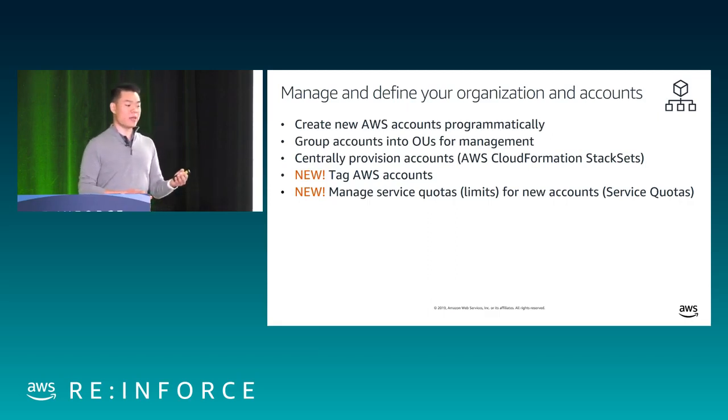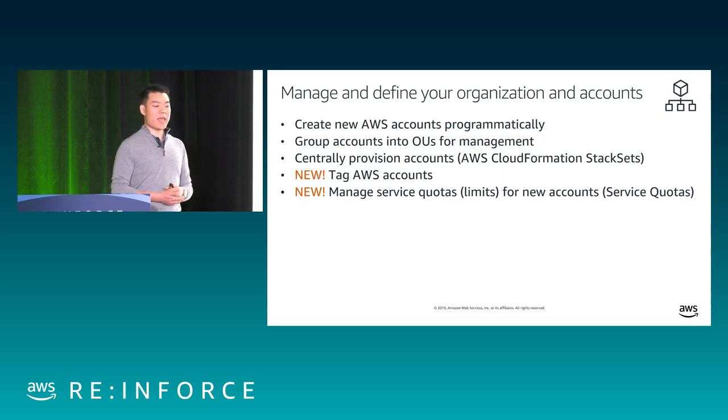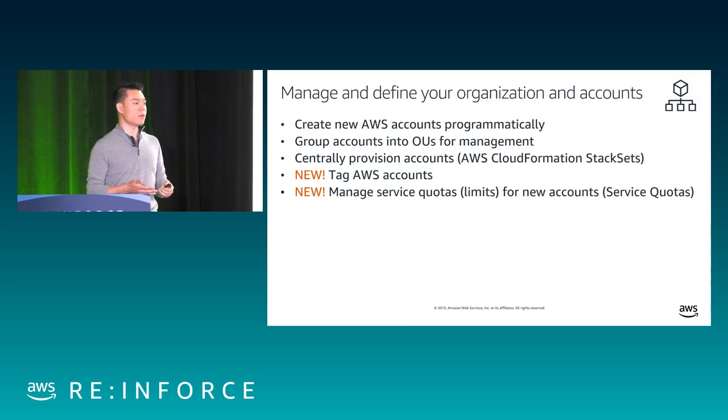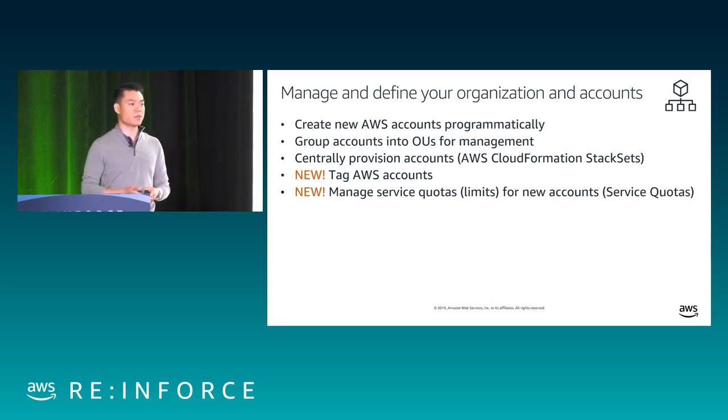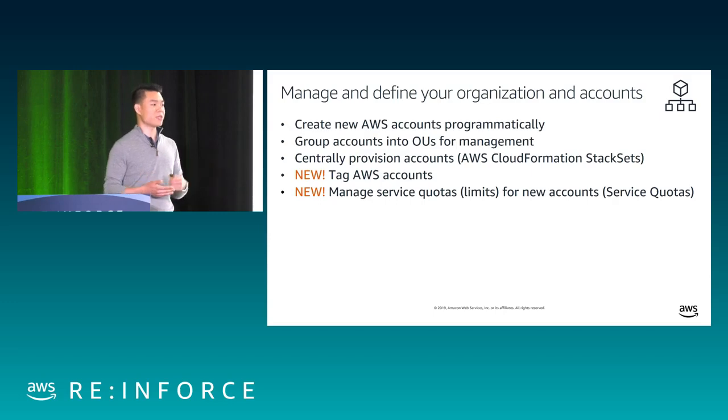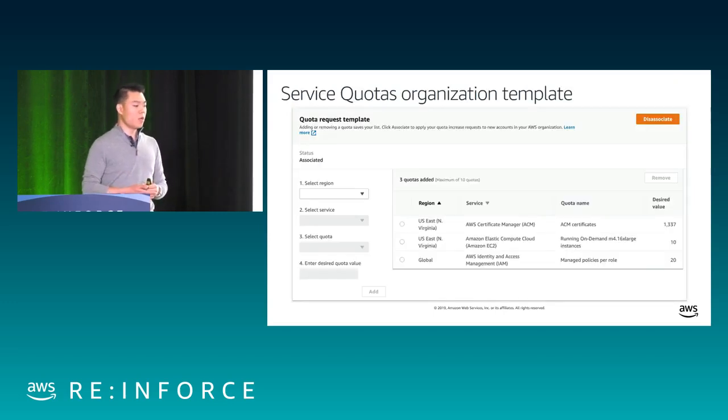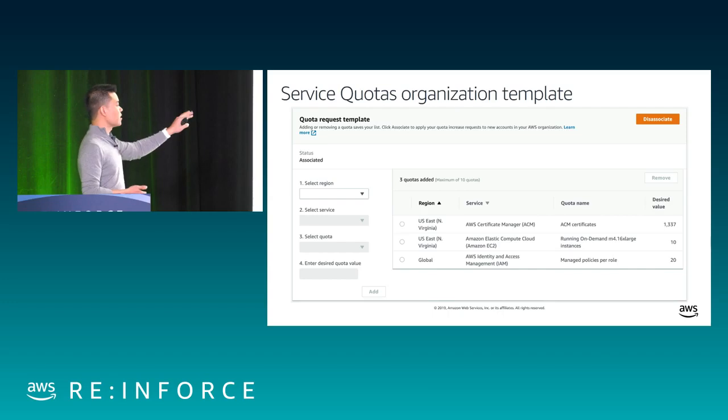Additionally, as of Monday, we announced a new feature that allows you to manage service quotas for new accounts using AWS Service Quotas. And so using a predefined quota request template, new accounts that you request in your organization can automatically get quota increases requested for those accounts, so that as soon as that account spins up, it's already well on its journey to be provisioned in terms of quotas the same way as your existing production accounts. And so what that template looks like is something like this.